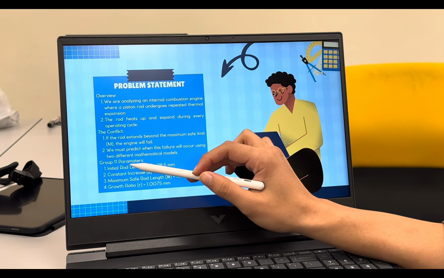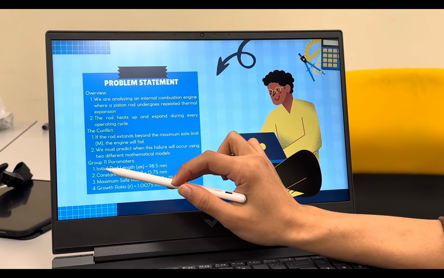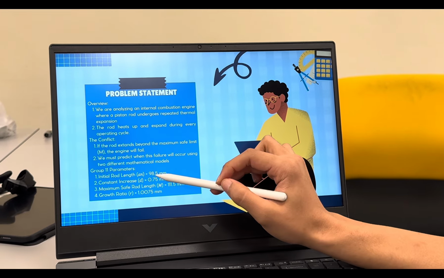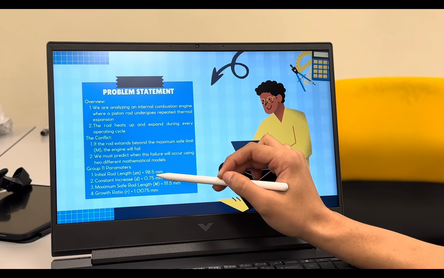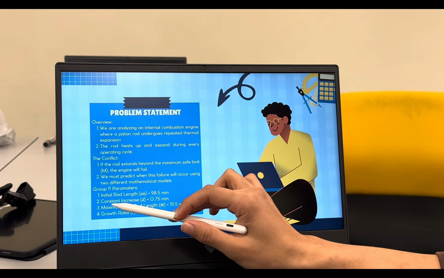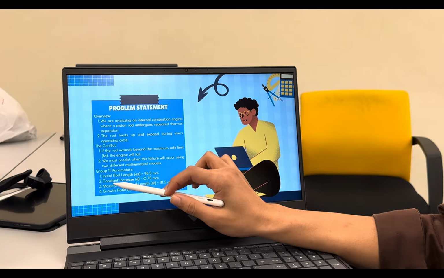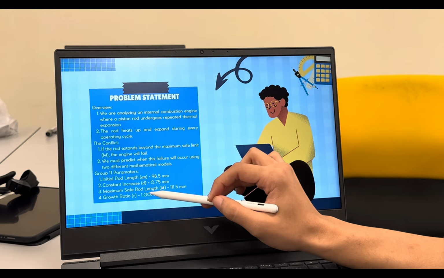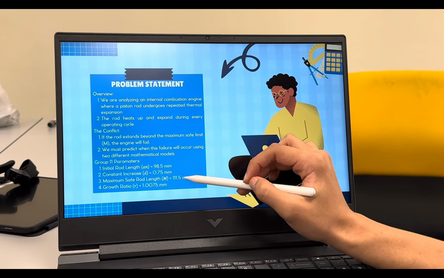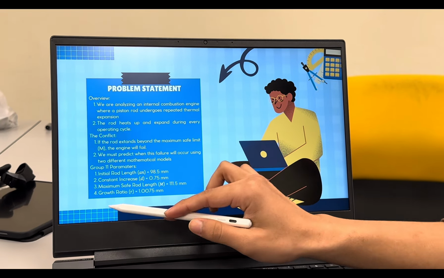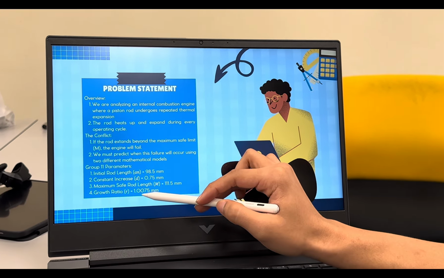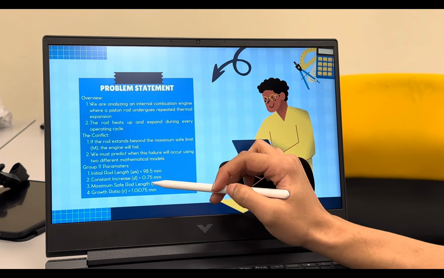So group 11 parameters. The first one is the initial rod length, N equals 98.5 mm. The second one is the constant increase, which is D, 0.75 mm. The third one is the maximum safe rod length, M, which is 111.5. And the last one is the growth ratio, which is R, 1.0075 mm.